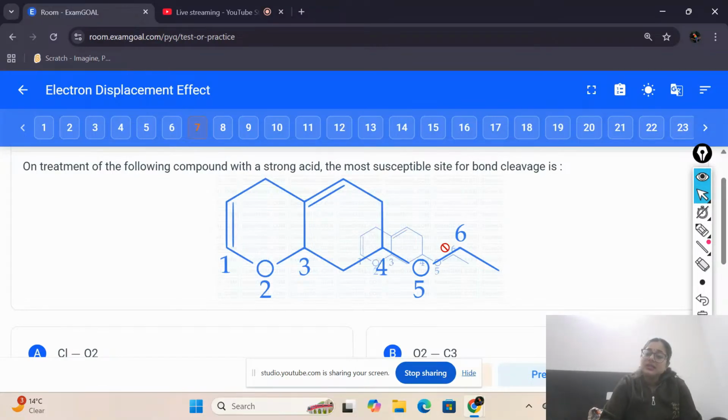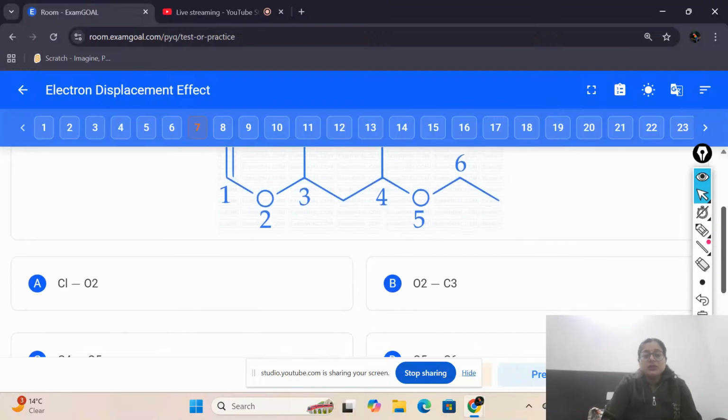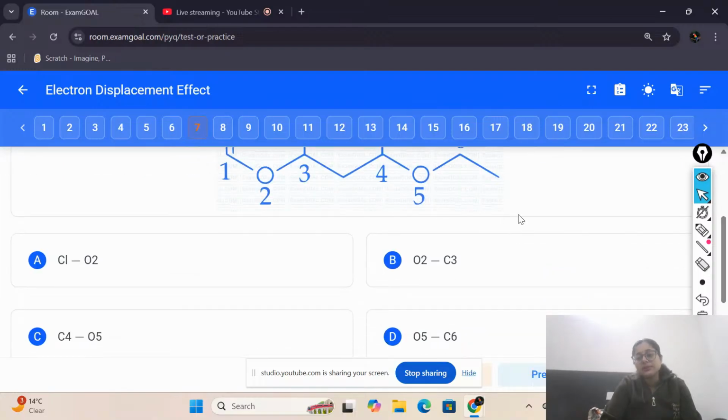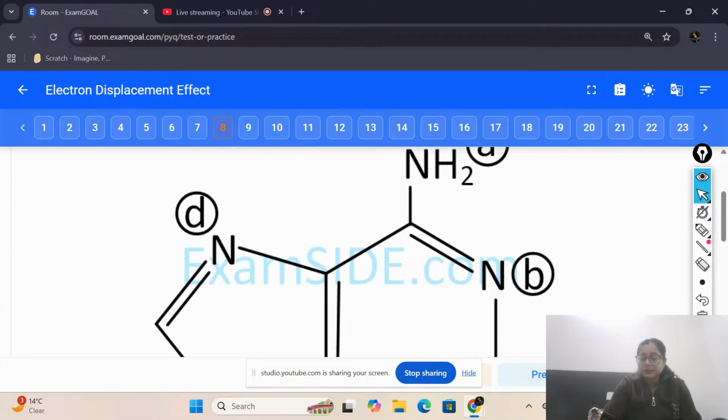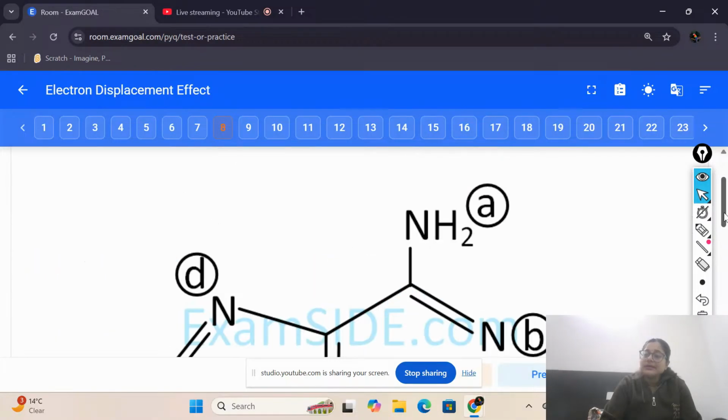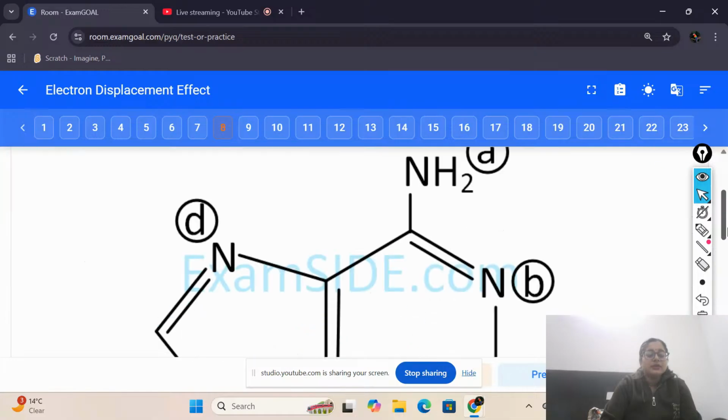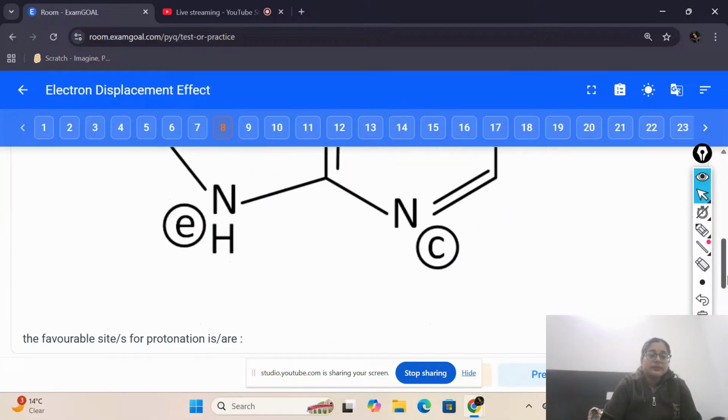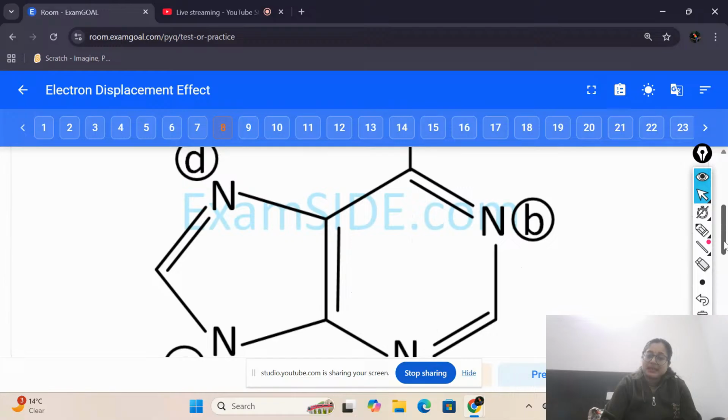So this cleavage, 5 and 6, is the better cleavage. So let me check the options, whether the options are there or not. So option 5 and 6 is good. Good. Coming to the next: in the following figure compound, favorable protonation sites are.